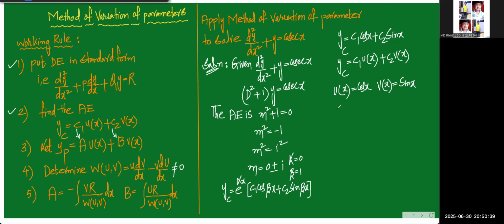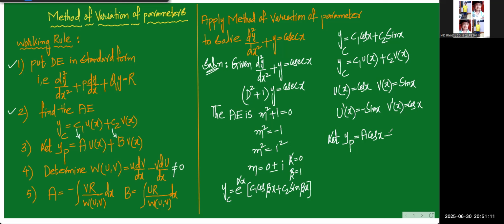We shall find the derivatives of these two, which we use later on. That is u dash of x: cos x derivative is minus sin x. Here also v dash of x: sin x derivative is cos x. Then after this step, we go to the third step, where we assume our yp value. Let us assume that yp is equal to a into u of x, and we already know that u of x value is cos x.